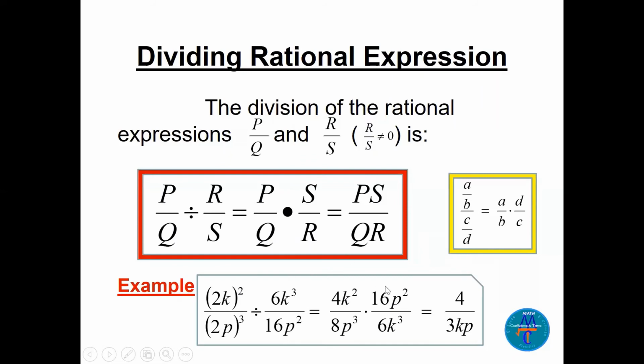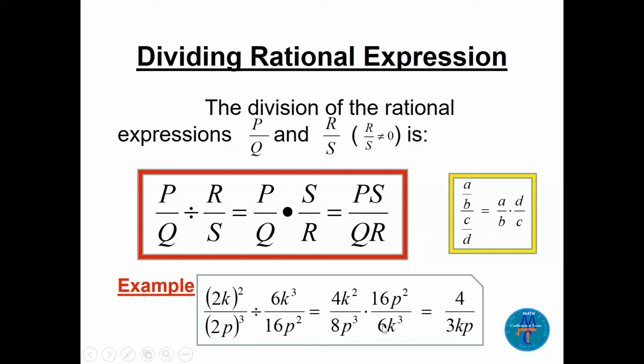This is an easy example. Then we see other examples on the next slide. So 2k all squared, you see, all squared, over 2p all cubed, divided by 6k cubed over 16p squared. So simple to figure out. The first one, we distribute the power here, 4k squared, and this one 8p cubed. Remember, division becomes multiplication. Reciprocal here, you have to flip it, 16p squared over 6k cubed.